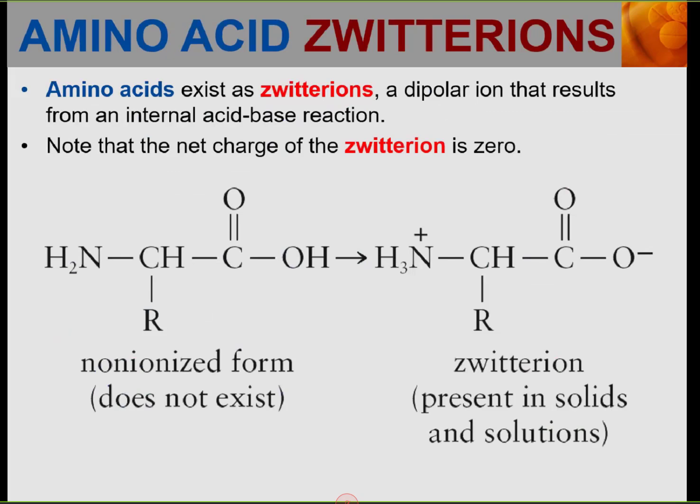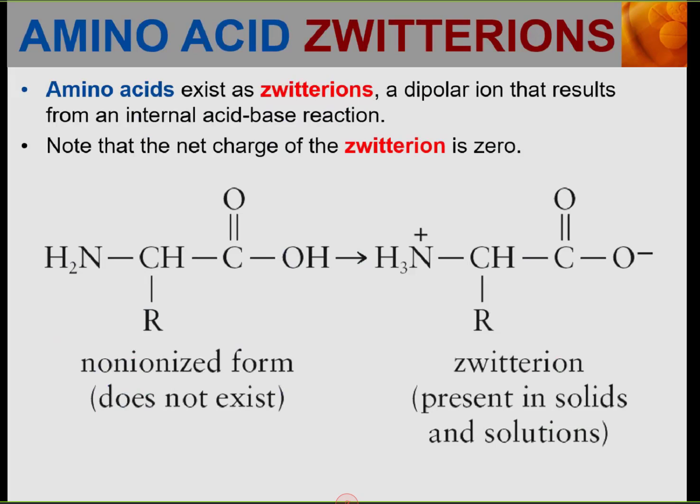So amino acids exist as zwitterions. It's a dipolar ion, and you see a picture of it here on the right. That's the way the amino acid was presented to you just a few minutes ago, with the amino group having a positive charge, 4 bonds on the nitrogen, and the carboxylic group doesn't have an acidic hydrogen on it.